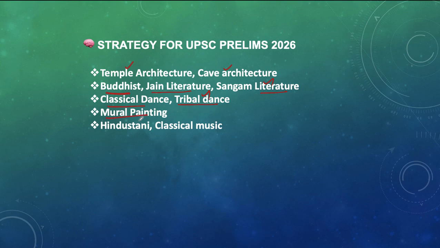Mural painting is going to be very, very important from the total painting related concepts. And with respect to music, try to read Hindustani and Carnatic classical music and try to differentiate between these two musical schools, students. So these are the important expected topics which we can expect for the coming year 2026 preliminary examination on art and culture segment.